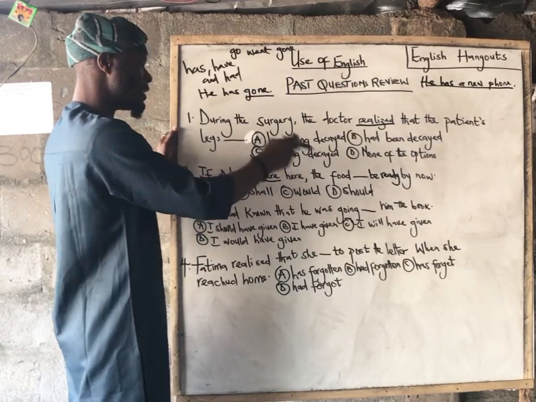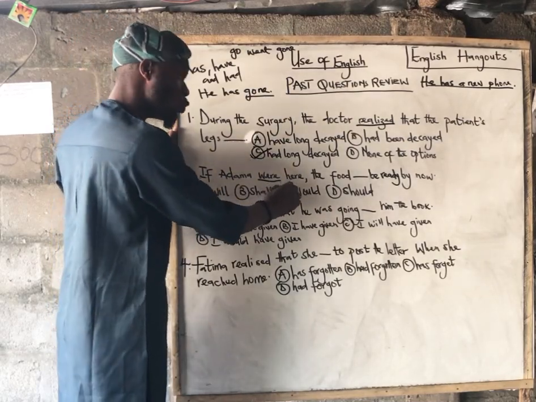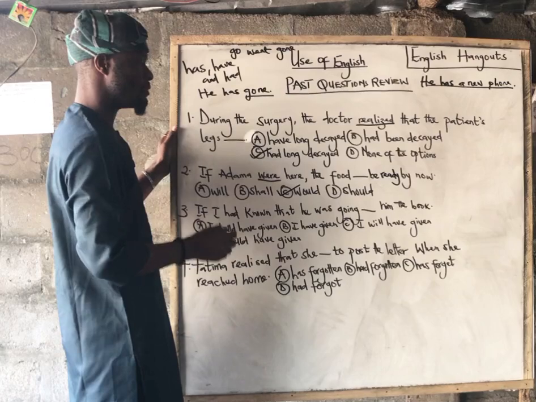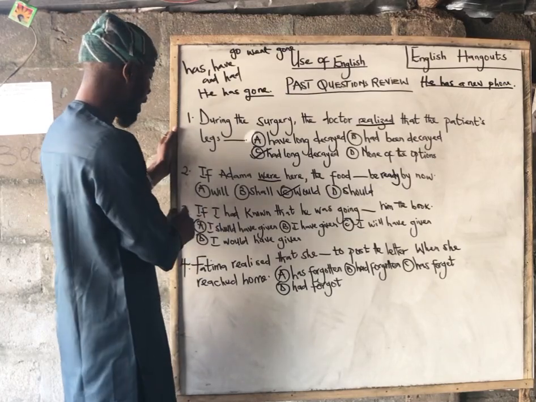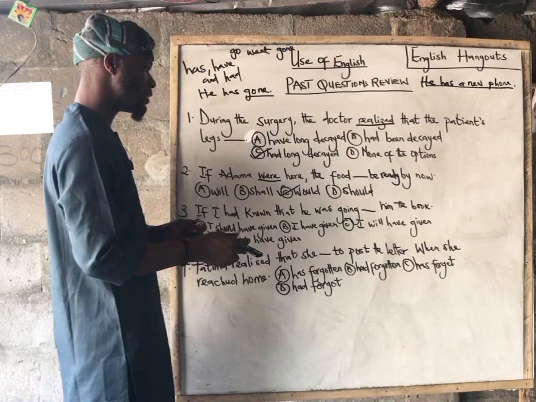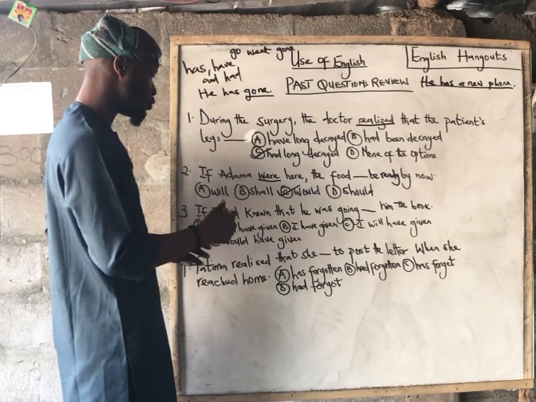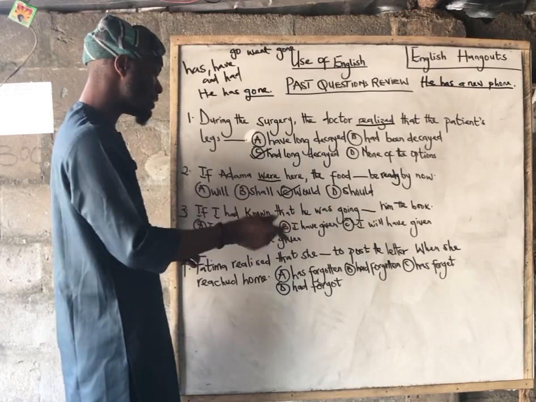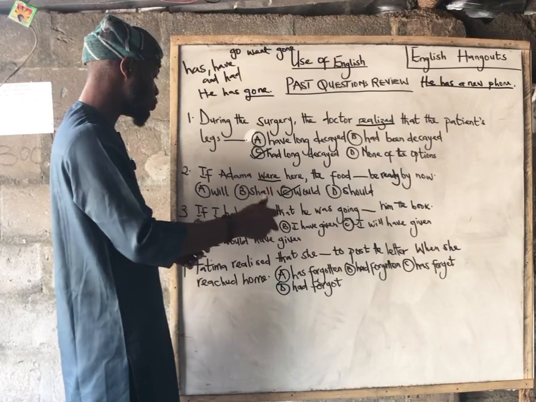If Adama were here, the food would be ready by now. And number 3, we have, if I had known that he was going, dash him the book. I should have given, I have given, I will have given, I would have given.